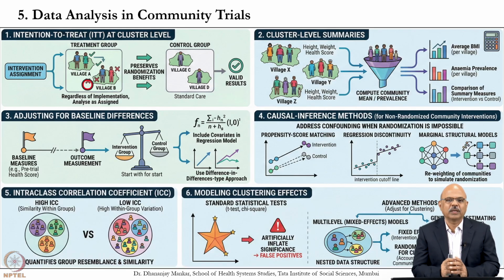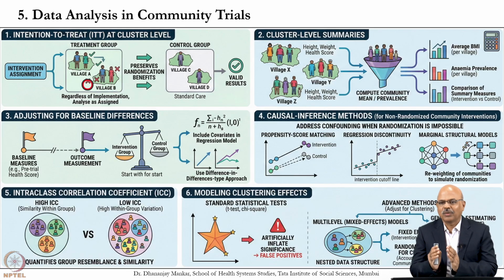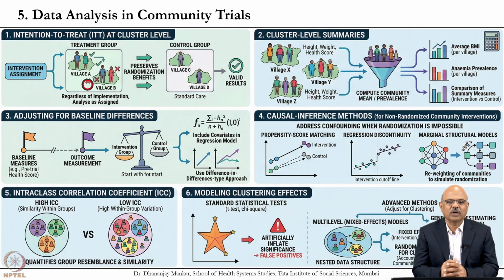Then cluster level summaries. If you talk about village X, village Y or village Z, you may talk about summaries from height, weight and health score in comparison to a particular community. So you may compute the mean or prevalence, such as average BMI, body mass index, per village, or anemia prevalence per village, or a comparison of summary measures, intervention versus control. So you can understand the community level summaries from this analysis.